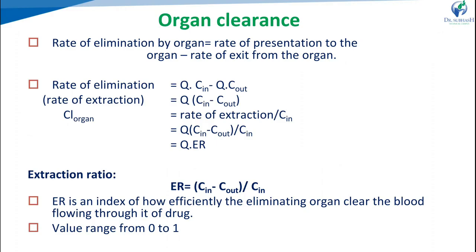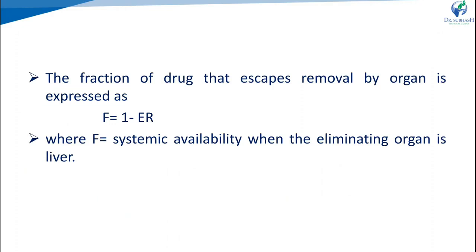So that ER value is between 0 and 1. The fraction of drug that escapes removal by the organ is expressed by F equal to 1 minus ER, where F is the systemic availability when the eliminating organ is the liver. A high ER value is more than 0.7, an intermediate ER value is between 0.3 and 0.7, and a low ER value is below 0.3. So the ER value is between 0 and 1, and it is an index of how efficiently the drug-eliminating organ clears the blood flowing through it of the drug.